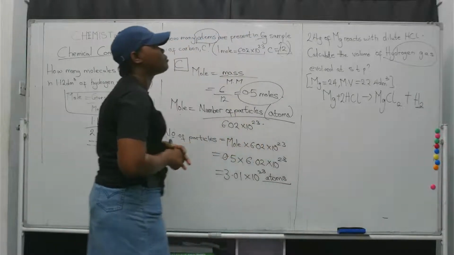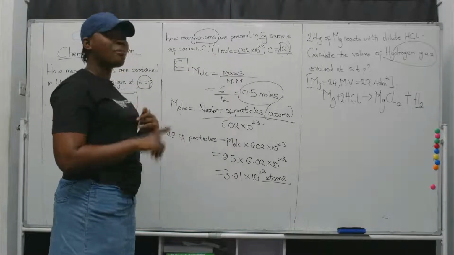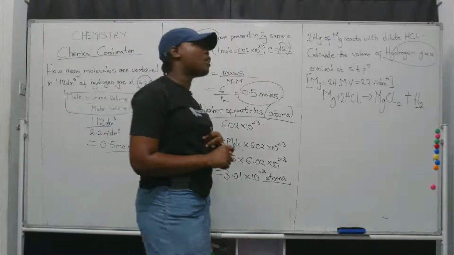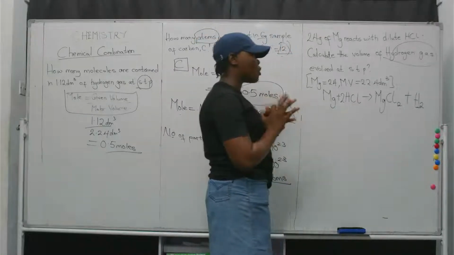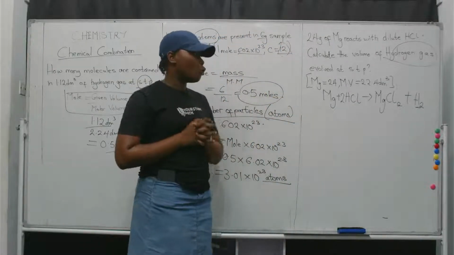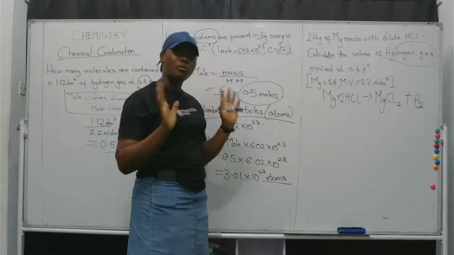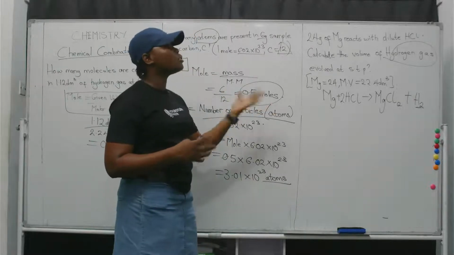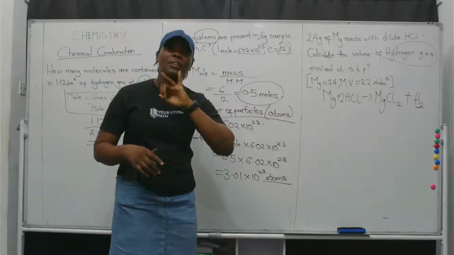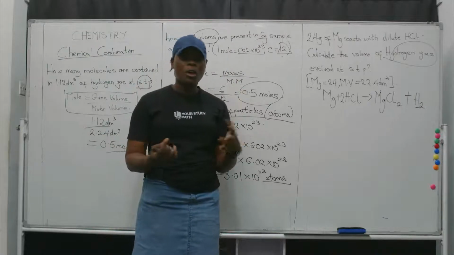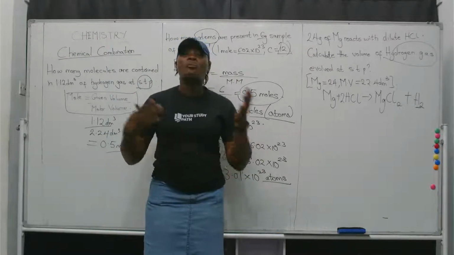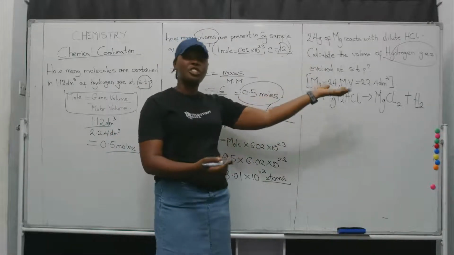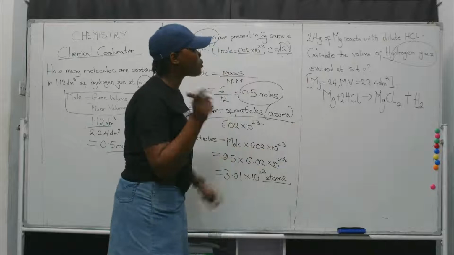Let's go back. We have the mass of magnesium known. We have the atomic mass of magnesium known. We have molar volume. We're told to calculate volume. What do you think we can do with this information? Since we have mass and atomic mass, we can find number of mole. And with mole and molar volume, we can find the volume of the hydrogen gas. So let's pick it up from there.